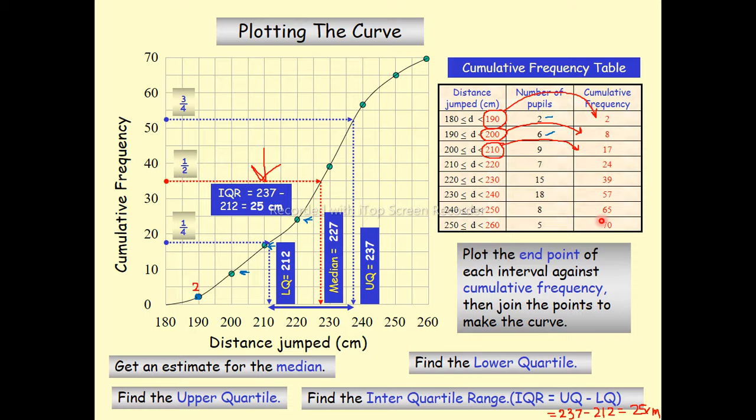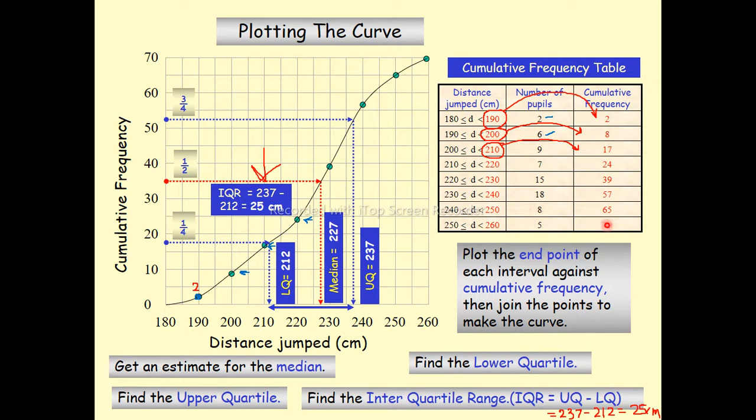Okay, so add the frequencies and tell me what you get. So that's 2 plus 6 plus 9 plus 7, 15, 18, 8, and 5. You got 70? Yes, sir. So the total number of students is 70.